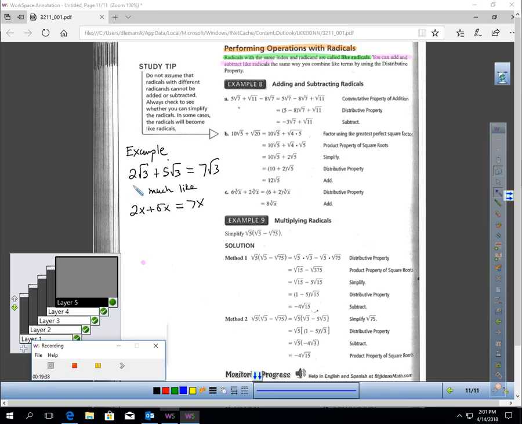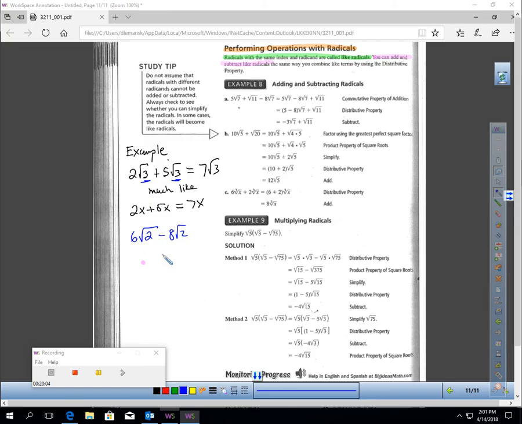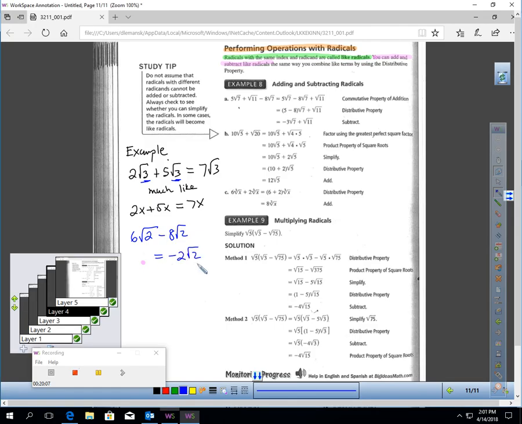If you look at my example that I just wrote above that, I have like radicals. The square root of 3 is a like radical, so 2 square root of 3 plus 5 square root of 3 would be 7 square root of 3. Okay? And by the way, that works with subtraction too. Like if I had 6 radical 2 minus 8 radical 2, I would get negative 2 radical 2.